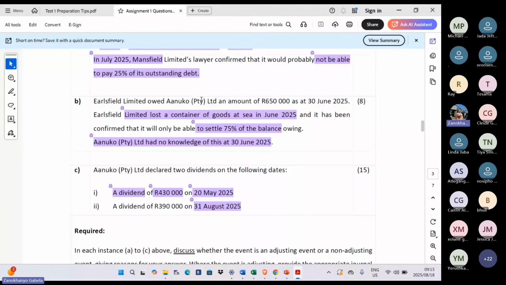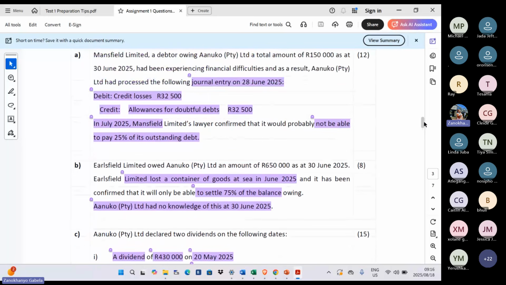Why? Because Earlsfield, which is the customer, had an event which led to them being unable to settle their amount before year end, because this happened in June 2025. And we know our year end is June. So this happened before our reporting period. So in this case, we knew about this information. So what do we do then? We simply process the same journal entry we've processed above. Same journal entry, meaning we debit credit losses and credit allowances for doubtful debts.